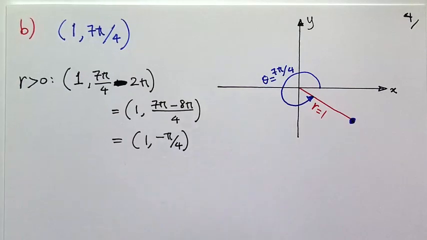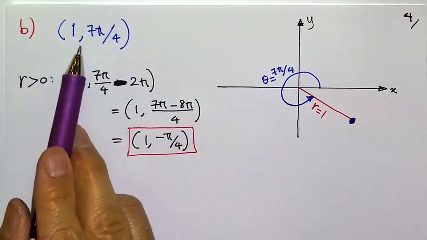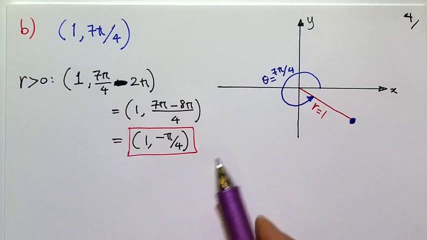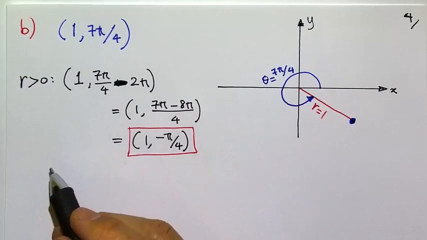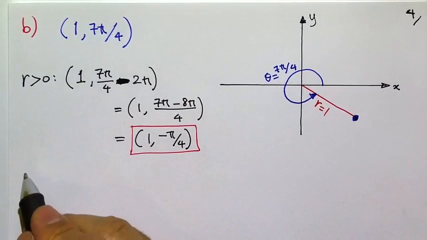Okay. So we found an equivalent polar coordinate for that such that r stayed positive. Now let's find another pair such that r is negative.